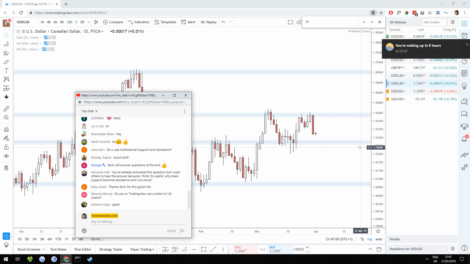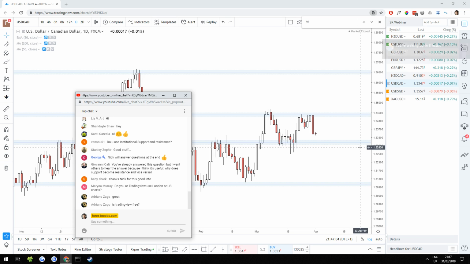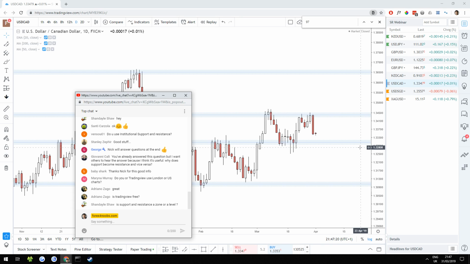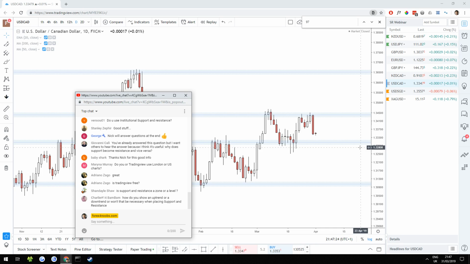But that's why I've just said, when I look at my chart, I place the most obvious ones, the ones that stand out, because it stands to reason that those are the ones that the banks and hedge funds are going to be using because they're the most obvious ones. So do I use institutional support resistance areas? I believe most of my support resistance areas are the same as what institutional traders would be using on their charts, but I have no 100% way of confirming that, and no one does.